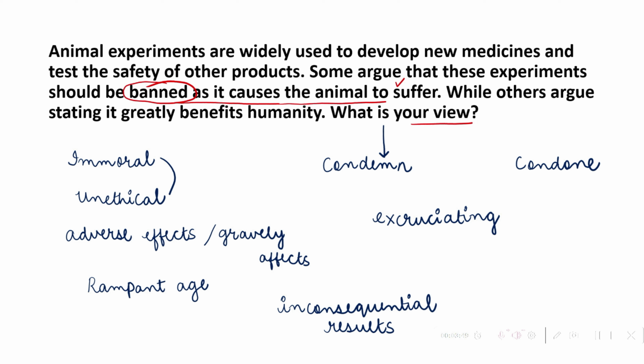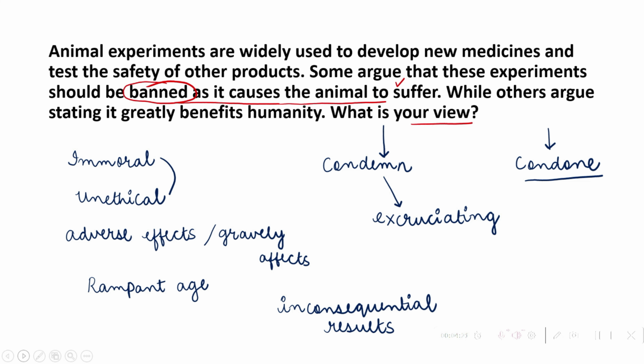However, there are some people who condone it. Now, what is the meaning of condone? Condone is they accept the behavior which is actually morally wrong or offensive. So even if it is morally wrong to use animals in experiments, there are some people who condone it. So why do you condemn it? Because it causes excruciating pain to animals. So these are some of the vocabularies that you can use.